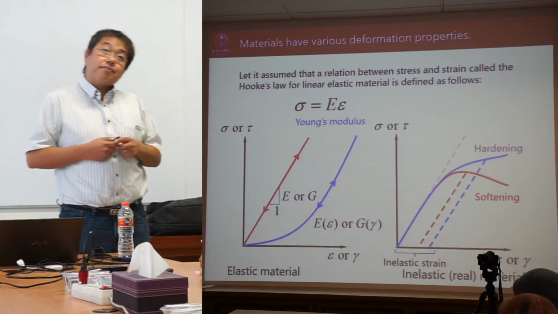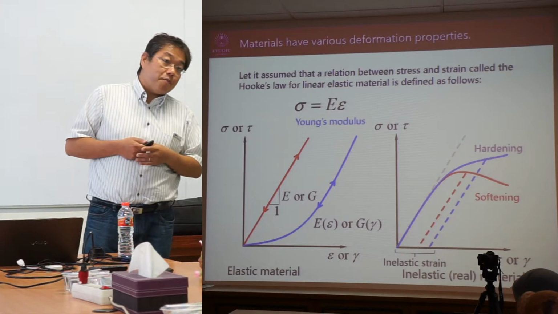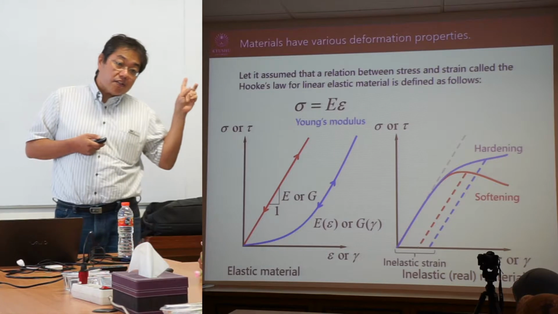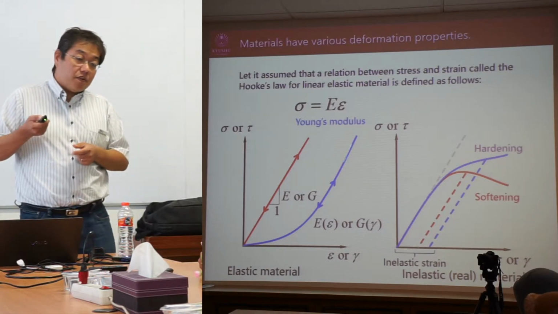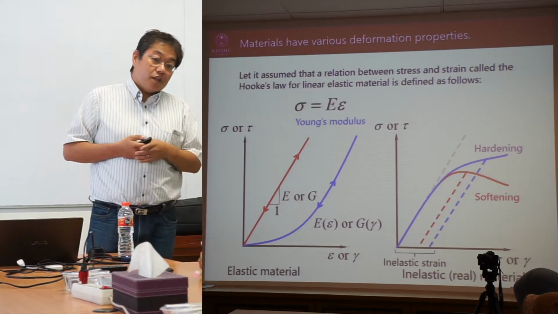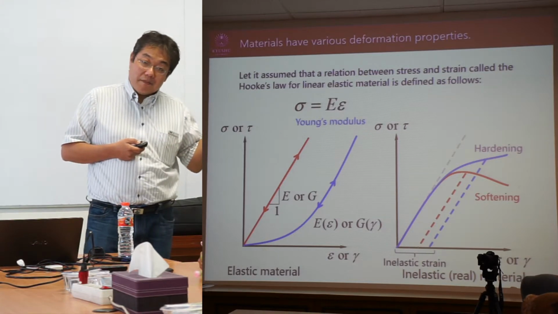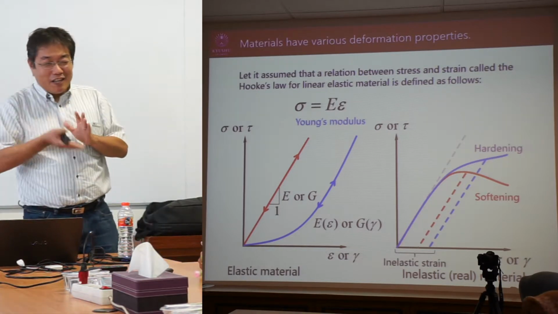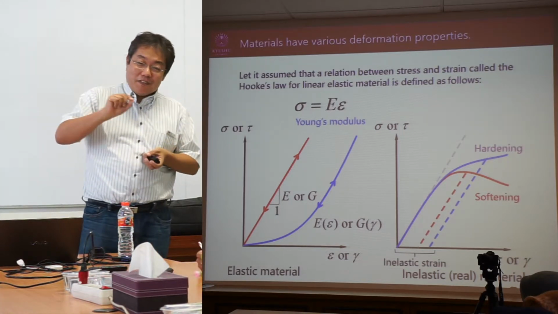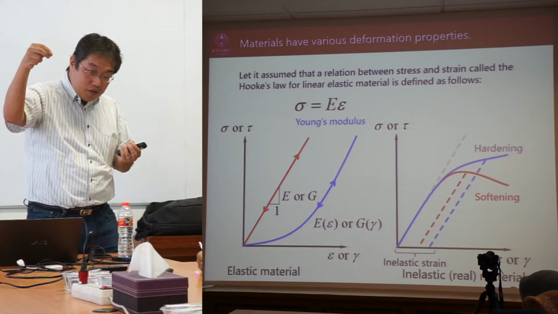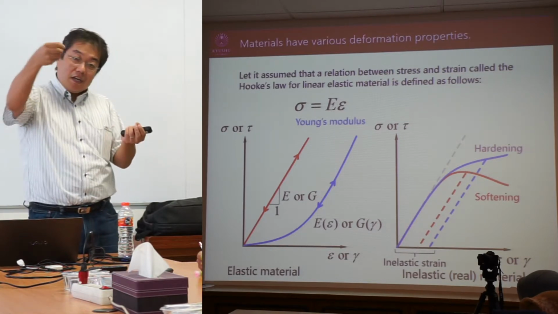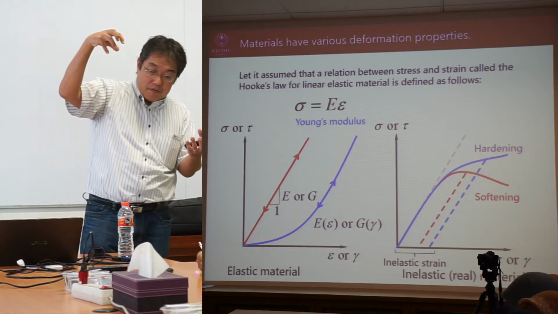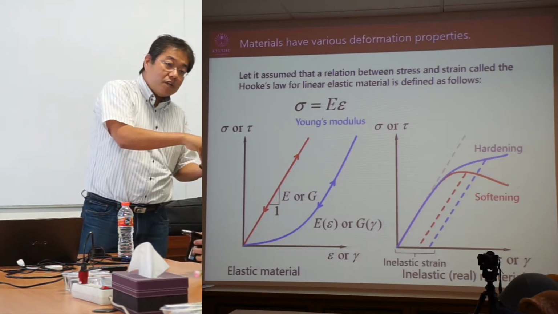Okay, so we are defining the material deformation. The left-hand side is elastic material. We have two elastic materials, linear elastic and non-linear elastic. Both material properties are the same, not the same. So how can I say? It means that if we apply the force, the material deforms, but when we eliminate the force, the deformation completely goes back to the initial state.